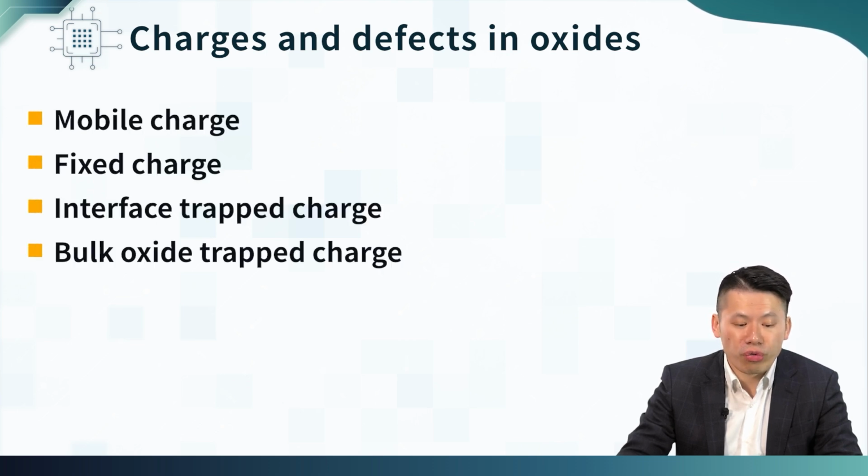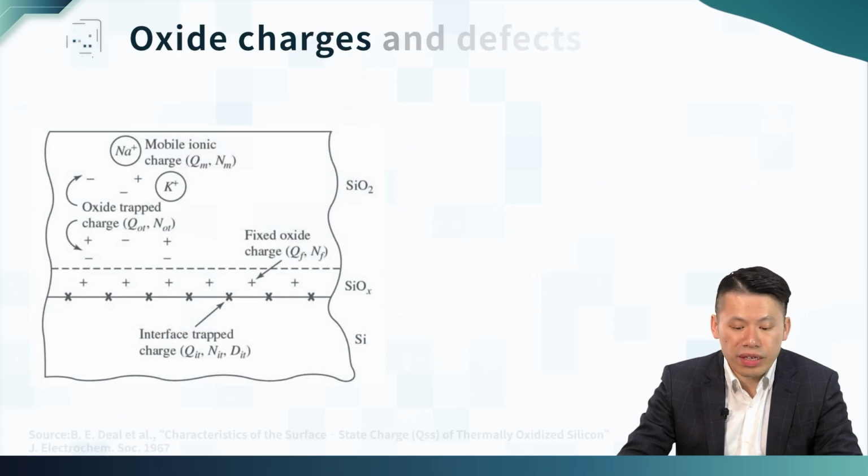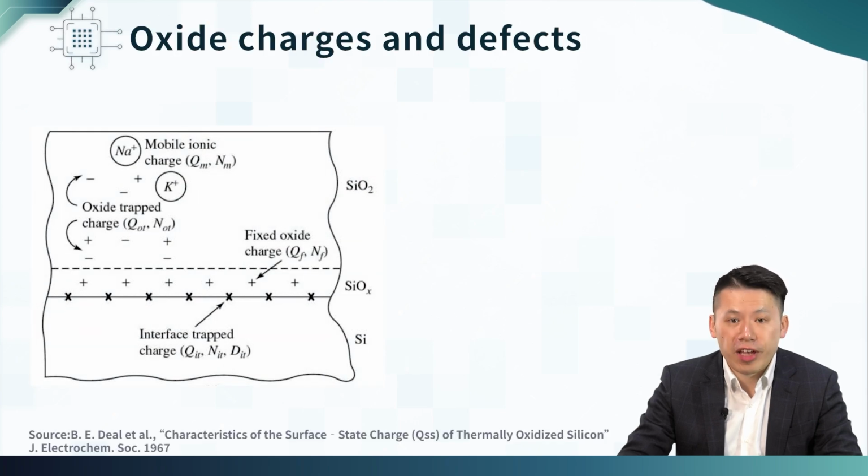And there are 4 different charges. The first one is a mobile charge, the second one is a fixed charge, the third one is the interface trap charge, and the fourth one is a bulk oxide trap charge. So this is a typical schematic to illustrate these 4 different charges here.